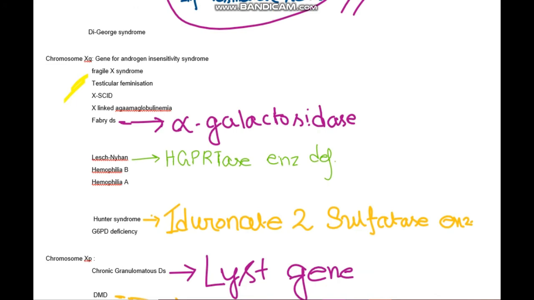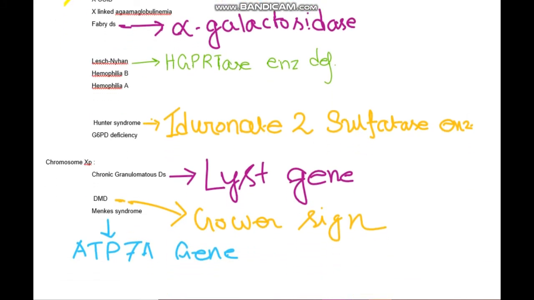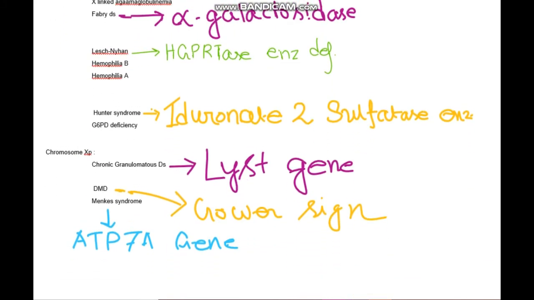Hemophilia A and hemophilia B. Hunter syndrome, that is iduronate 2 sulfatase enzyme deficiency. G6PD deficiency. And for the short arm, chromosome Xp, you have chronic granulomatous disease. The responsible gene for that is the LYST gene.